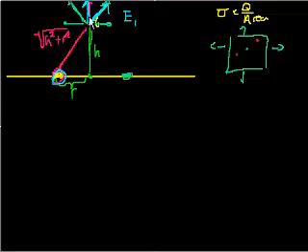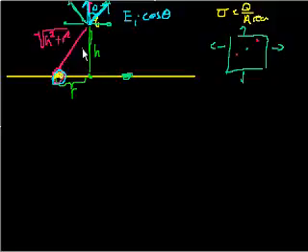Well, if we knew theta, if we knew this angle, the y component, or the upwards component, is going to be the electric field times cosine of theta, right? Cosine is adjacent over hypotenuse. So hypotenuse times cosine of theta is equal to the adjacent. So if we wanted the vertical or the y component of the electric field, we would just multiply the magnitude of the electric field times cosine of theta.